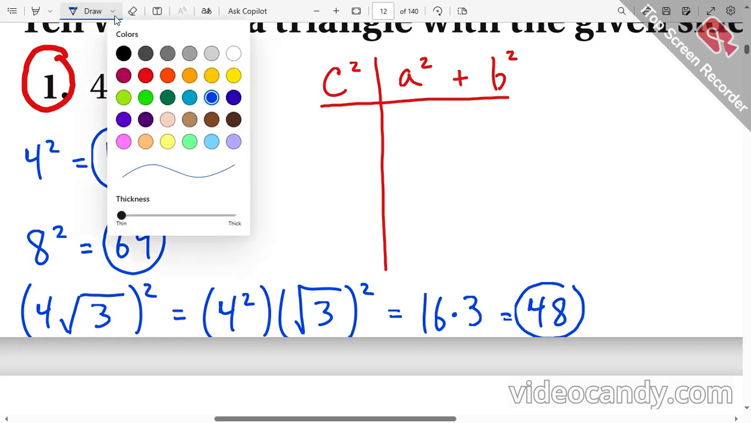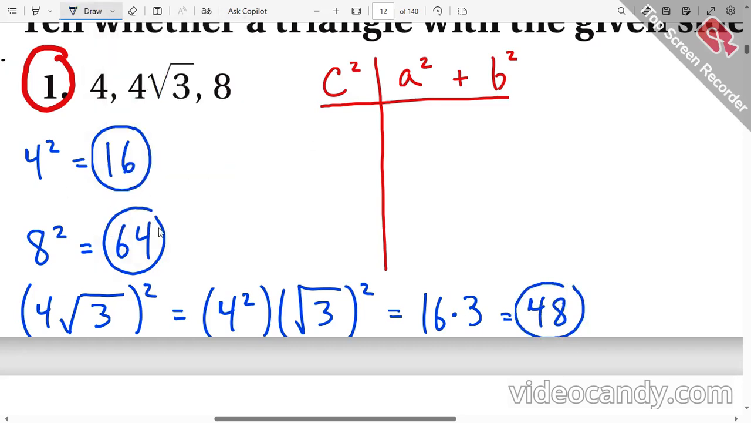All right, so we have our side lengths squared. Which one of these is C squared? The longest one. That's going to be 64. A and B, it doesn't matter which is which, so I'll let 16 be the A squared, and I'll let 48 be the B squared. All right, so for C squared, I'm going to write 64. For A squared, I'm going to write 16. And for B squared, I'm going to write 48.